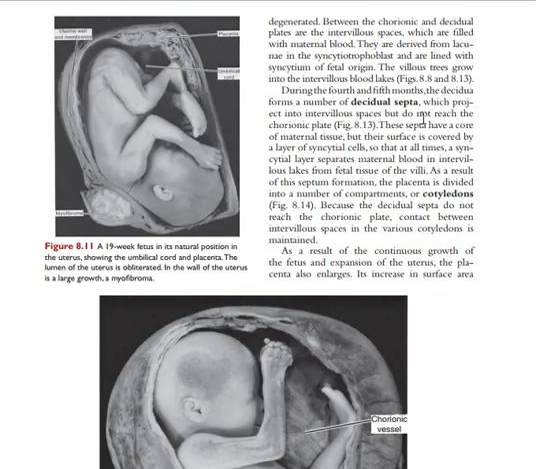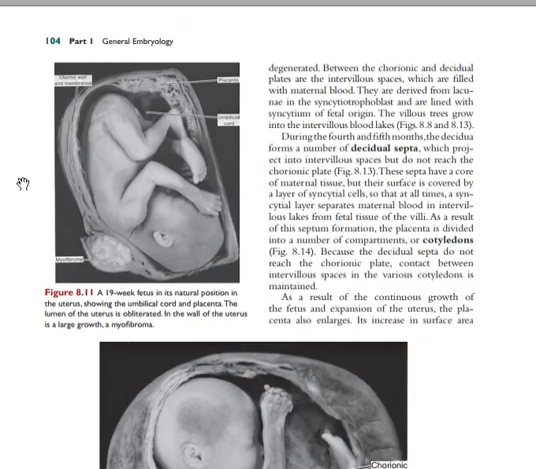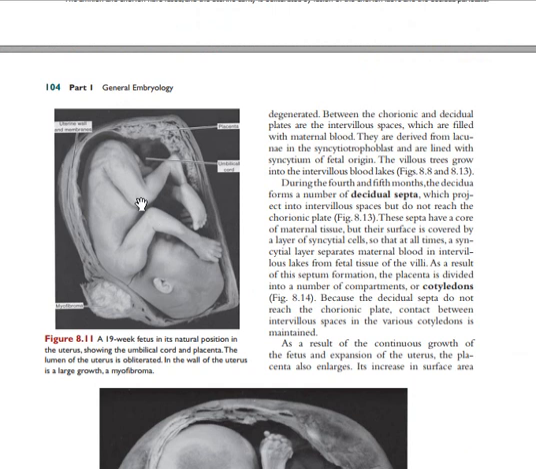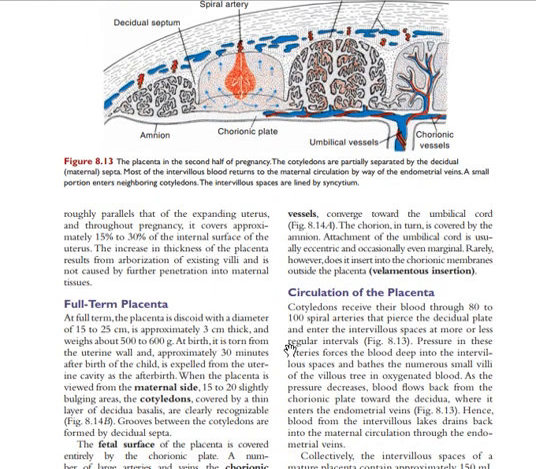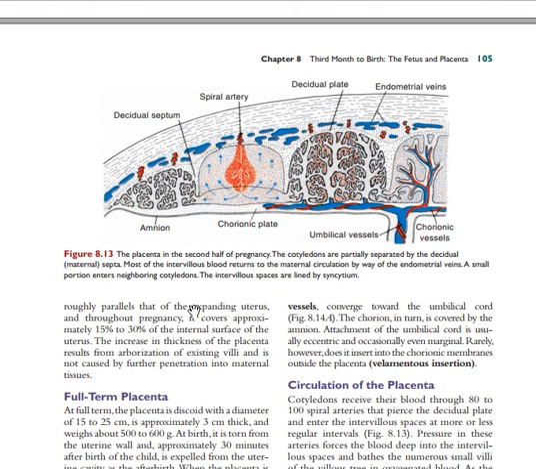Now this diagram shows a 19-week fetus in natural position. Here you can see the placenta, but here there is a myoma, a uterine fibroid. Now this is another diagram showing the chorionic villi, the cervix of the uterus, and the umbilical cord at 23 weeks of gestation. Now, in the second half of gestation, how does the placenta go? You see the amnion, and this is the chorion plate. So this is how the placenta is.